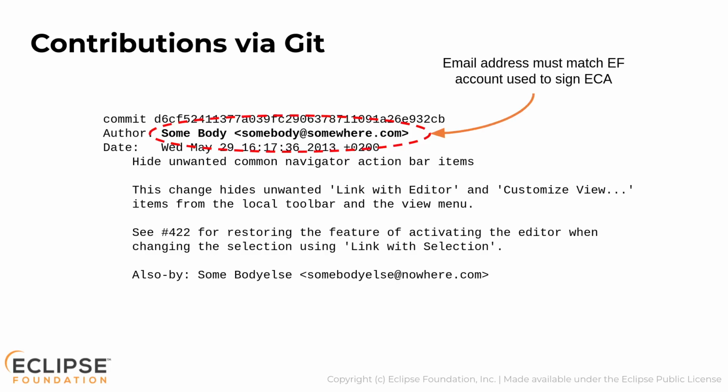Note that you can specify additional authors using also-by fields in the footer of a commit message. You can include multiple separate also-by fields, one for each author. The field is formatted in the same manner as the author. Also-by authors are not checked for valid ECAs.